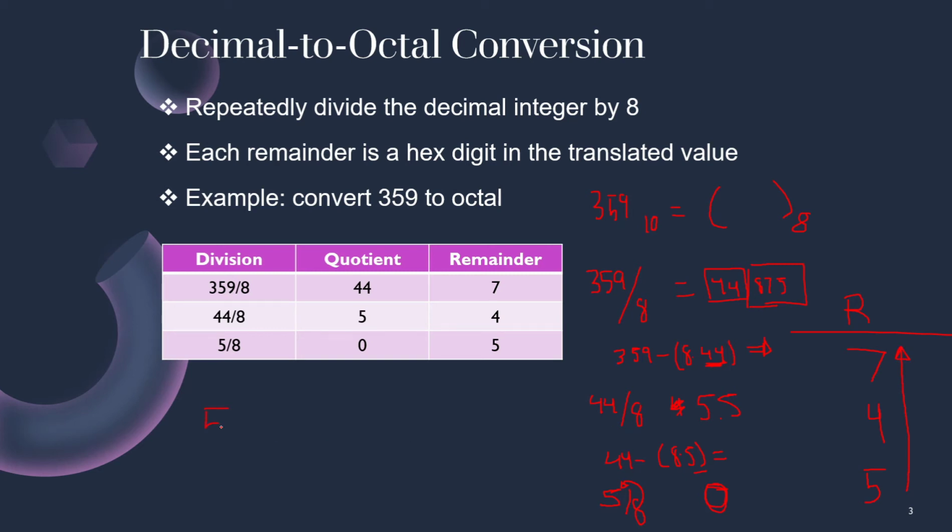So what it looks like is 547 in base 8 equals 359 in base 10. As you can see, this is the least significant digit, and this is the most significant digit. That's why we read it that way. We stop when the quotient is 0. As you can see, 8 does not go into 5 whatsoever, so the quotient is 0. 5 is the remaining value, so that's the last remainder.